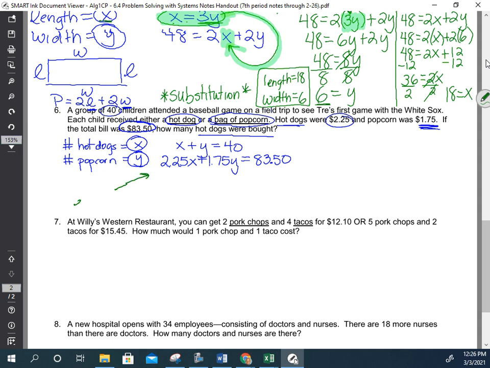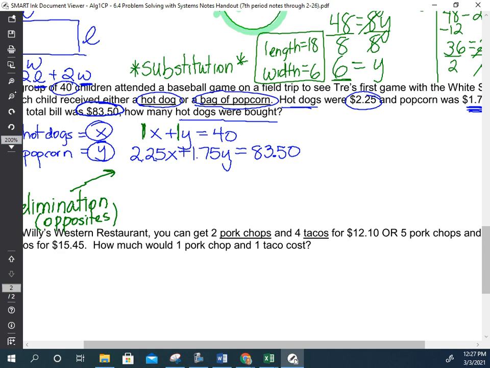So we're going to use elimination because the variables are on the same side. That means we need to get opposites. If there's no number in front of the letter, what's understood to be there? 1. So 1 and 2.25, they're not the same number. 1 and 1.75, they're not the same number.